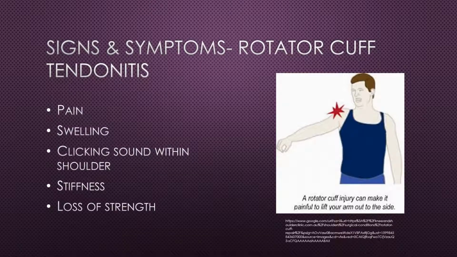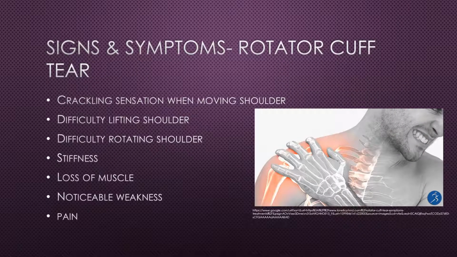Signs and symptoms of rotator cuff tendonitis: pain, swelling, clicking sounds within the shoulder, stiffness, and a loss of strength. Signs and symptoms of rotator cuff tears: a crackling sensation when moving the shoulder, difficulty lifting the shoulder, difficulty rotating the shoulder, stiffness, a loss of muscle, noticeable weakness, and pain.